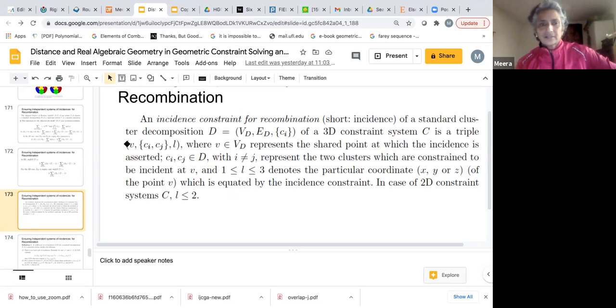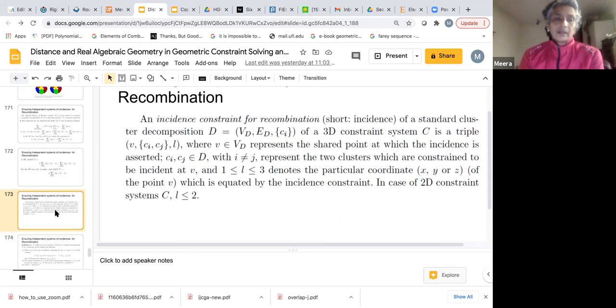So an incidence constraint is represented by the vertex at which the incidence is being asserted, V in the set SV, and Ci and Cj. In other words, the shared vertex and Ci and Cj are the particular sharing clusters that I'm referring to. And L is the particular coordinate of that vertex that is being asserted as being equal. So in the case of 2D systems, L is going to be less than or equal to 2.